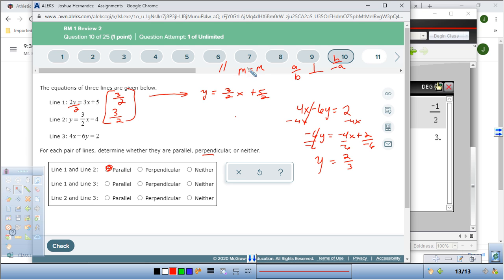1 and 2, parallel, same slope. Perpendicular, negative reciprocals. 1 and 3, this one over here is 2/3. No good, neither. Okay, it didn't flip it over and make it a negative. Wrong, my bad. Here, 2 and 3, neither again.